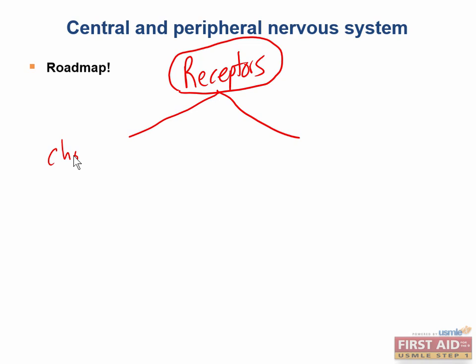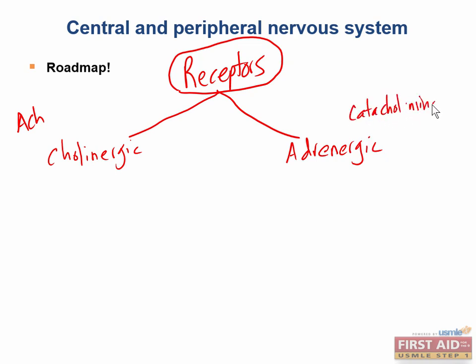They can either be cholinergic or adrenergic. So cholinergic receptors usually use the neurotransmitter acetylcholine as its transmitter, while our adrenergic receptors rely on catecholamines as the neurotransmitter. So back to our cholinergic receptors, we can further break down the cholinergic receptors into either nicotinic receptors or muscarinic receptors, while our adrenergic receptors can be broken down into either alpha or beta.